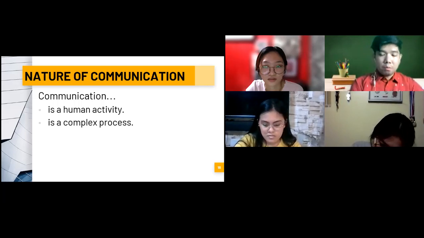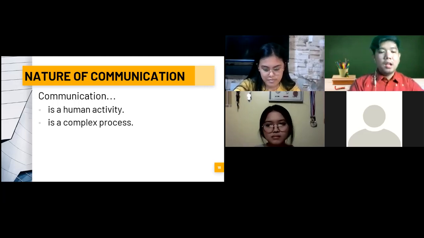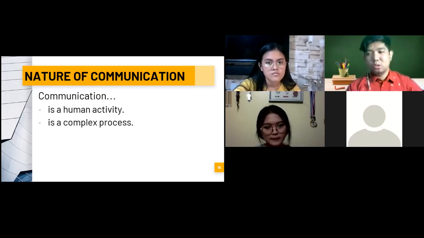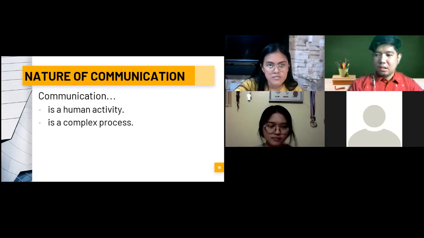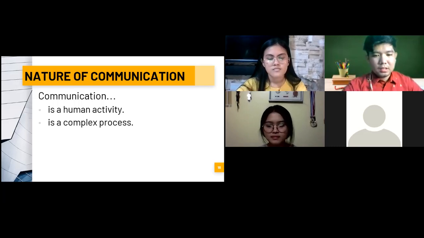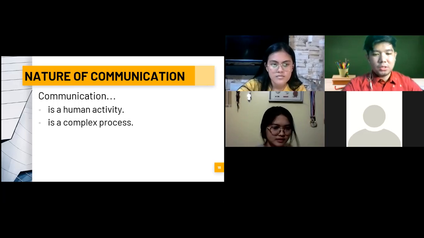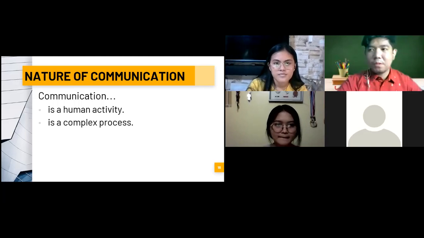Why? Because if one of the parties of the communication act is not able to understand or comprehend what the other party is saying to them, then communication can be taken as a disaster. Do you get it? Okay, am I still making sense? Yes po, sir. Okay, sige. So communication is a complex process.